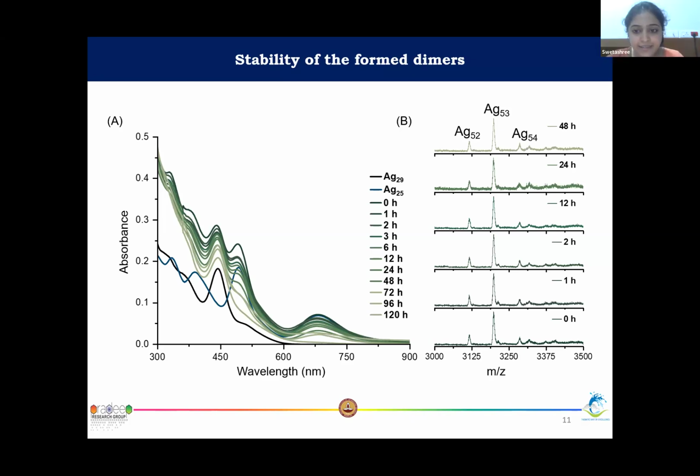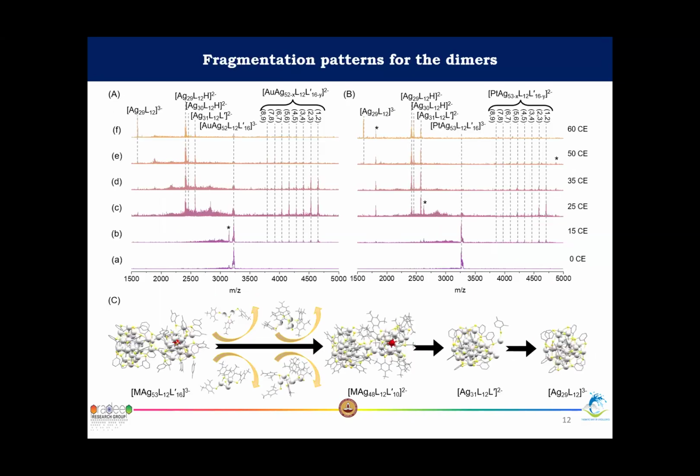Yes. Actually, I have one doubt regarding the schematic of this fragmentation pattern, right? So once this fragment comes, you are able to observe the Ag29 fragment. But the starting material Ag25 is also present, right? Yes. So have you observed it, or how exactly is the scheme you are trying to explain?